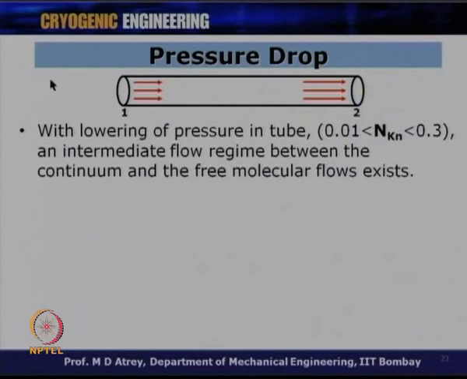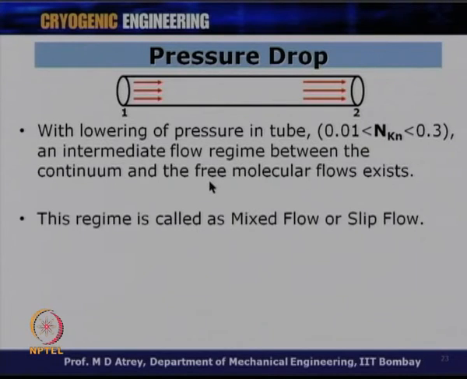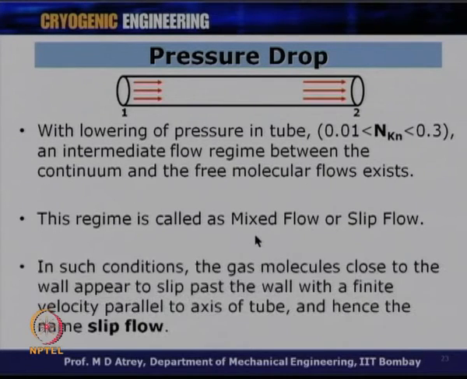Now, that was with the continuum flow, and let us talk about mixed flow, with the lowering of pressure in the tube, when the Knudsen number is between 0.01 and 0.3. An intermediate flow regime between the continuum and the free molecular flow exists now, as we have seen different flow regimes in vacuum. This regime is called mixed flow or slip flow. So, what is happening now? We are somewhere in between the molecular flow region and the continuum region, and that is why it is called the mixed flow regime. In such a condition, the gas molecules close to the wall appear to slip past the wall with a finite velocity parallel to the axis of the tube, and hence it is called slip flow.